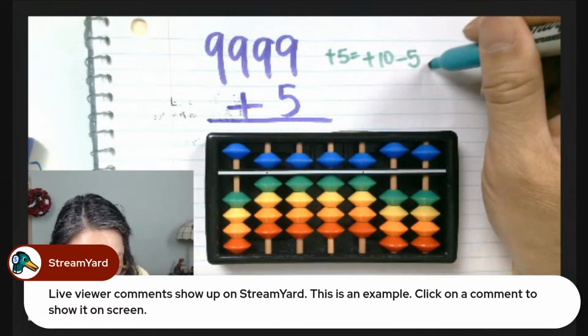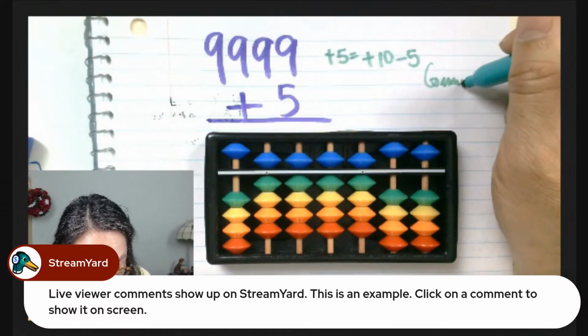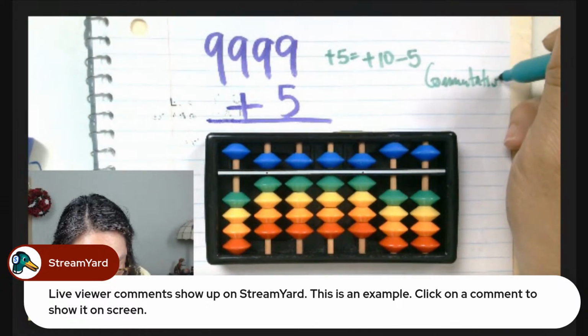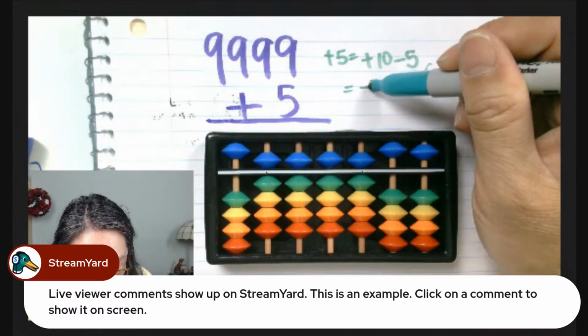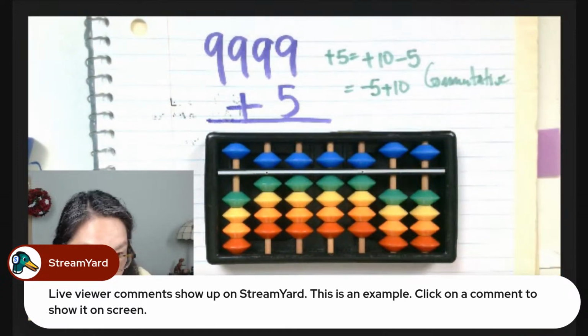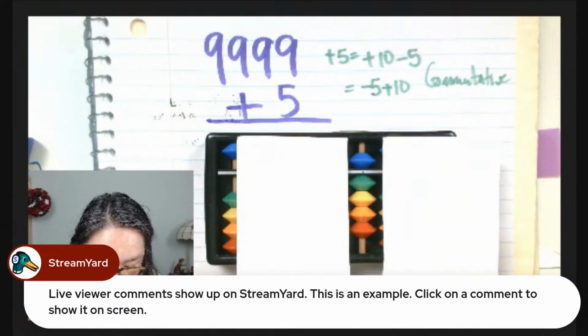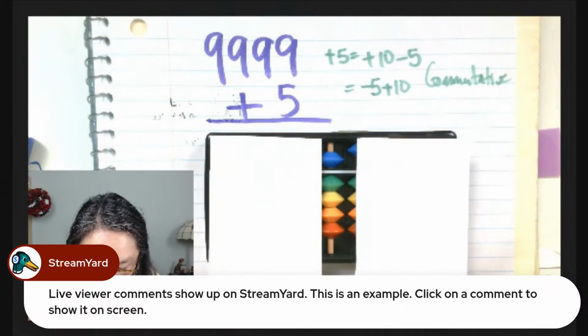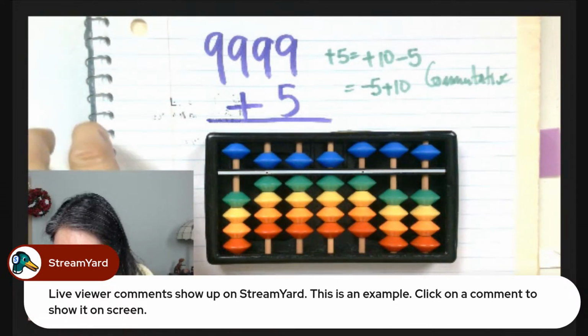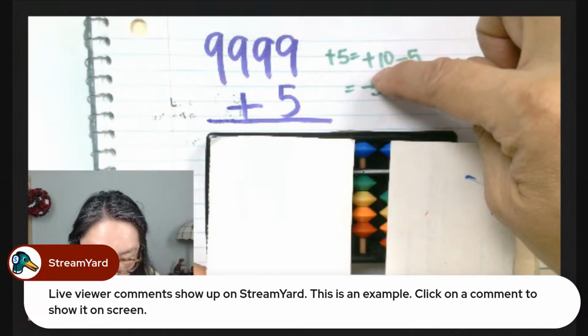Now, this is where the commutative property happens. What does that mean? Well, we can switch this around. We can do minus the 5 and then plus the 10. So let's do that first, because I don't want to forget. I'm going to minus the 5. I'm already done with that. Now what I need to do is plus the 10.